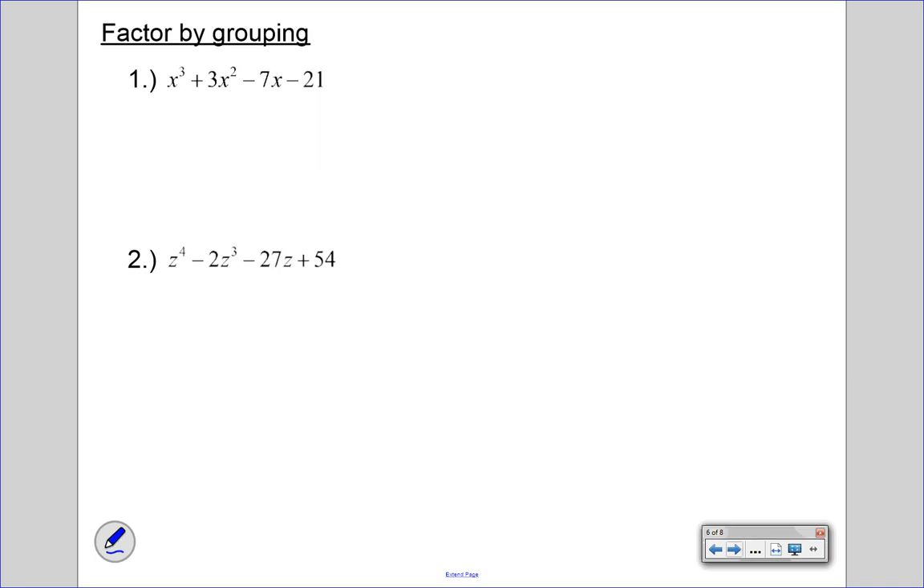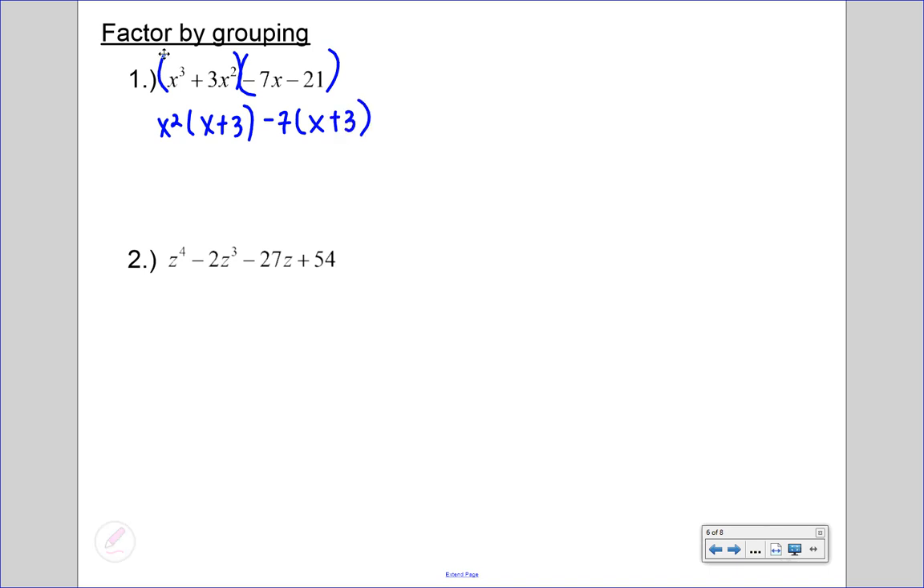So it's always good to look for that. Next up, we have factor by grouping. If we have four terms, we can group two terms together, factor those out, and then combine again. I'm going to try and factor these two to see if they work. Out of x cubed plus 3x squared, we can factor out a common monomial, which is x squared, and we get x plus 3. Out of the second one, I'm going to factor out a negative 7, and I get x plus 3.